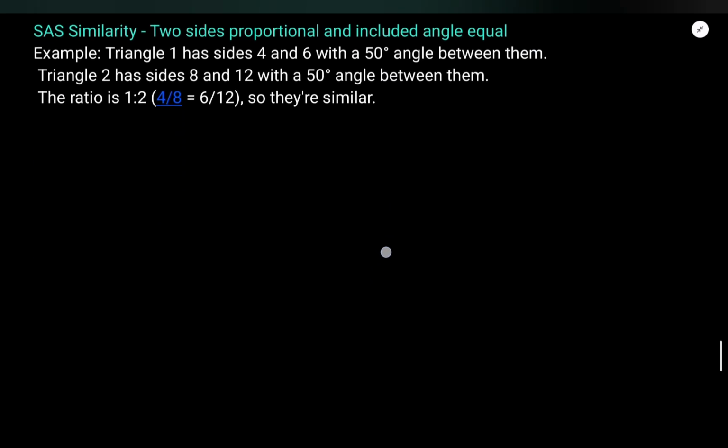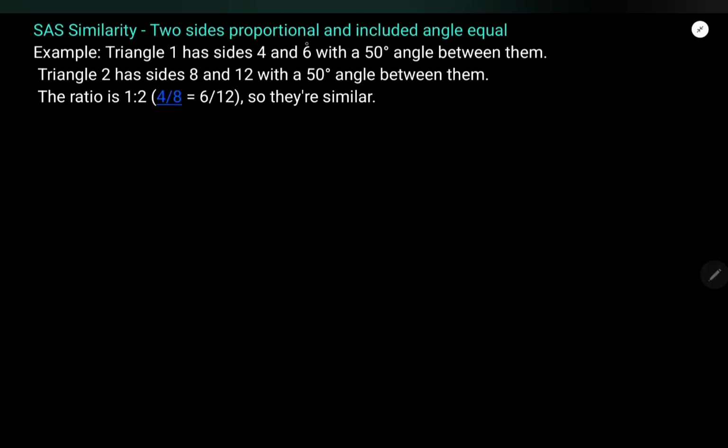Next is SAS similarity. Two sides proportional and included angle equal. In SAS congruency, two sides were equal, not proportional. Here two sides are proportional. Like triangle 1 has sides 4 and 6 with a 50 degree angle between them. So I draw it. Suppose this is 6, this is 4, this is 50, right?